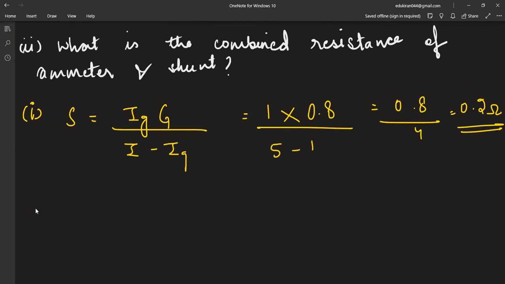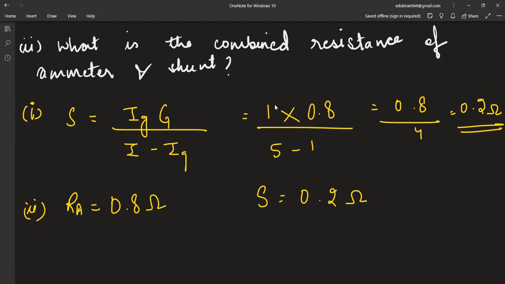Simple. See, the second part says what is the combined resistance of ammeter and shunt. What is the resistance of ammeter? Resistance of ammeter or G, both are same, no? So this is actually asking you the resistance of galvanometer, which is 0.8 ohms, the resistance of ammeter. Shunt you have calculated from the previous part. That is 0.2, not 1 ohm. Okay, you have added them.